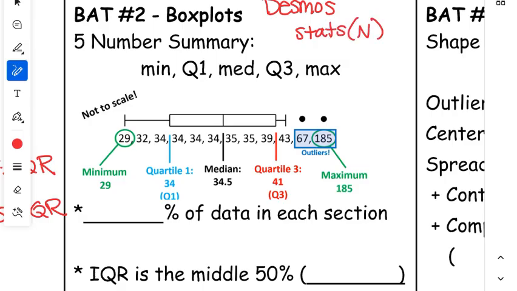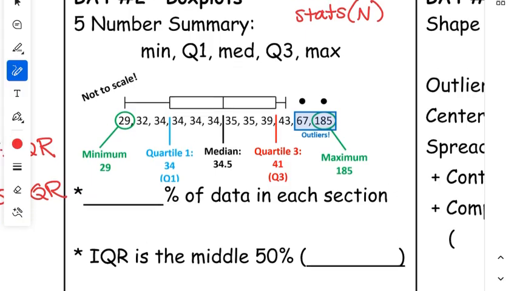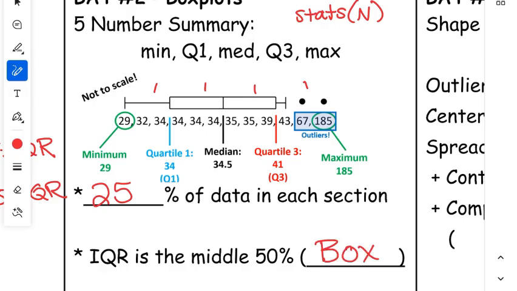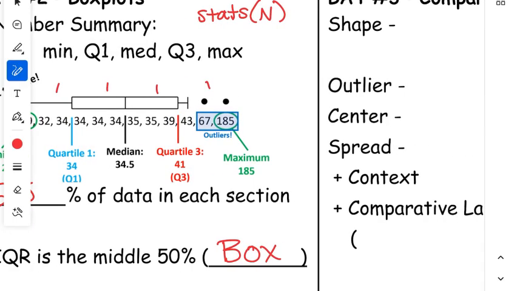Box plots, we find the 5-number summary by doing stats in Desmos of the lists that we made. You can also do it in the calculator, 1-var stats. So we get our 5-number summary. We use that to create our box plot. Each section holds 25% of the data, so they're broken up into quarters. That's why we use quartiles. IQR is the middle 50, which is inside the box.